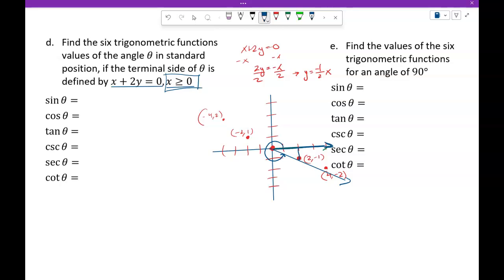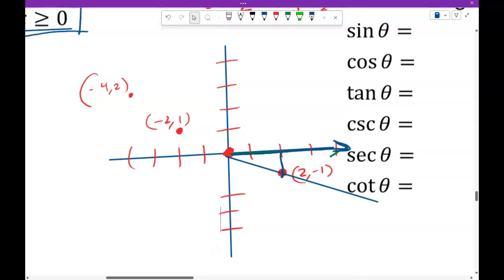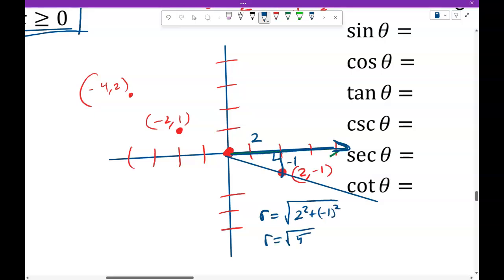So we'll draw a triangle from one of our points. Which point we use doesn't matter because, again, these are similar triangles. So let's focus on the point 2, negative 1. So we have our triangle formed by the point 2, negative 1. So our x value is 2, our y value is negative 1. Our radius will be the square root of 2 squared plus negative 1 squared, which equals the square root of 5. So our radius is the square root of 5.